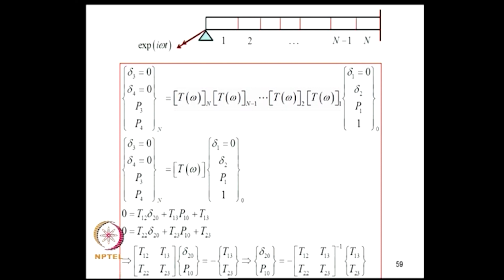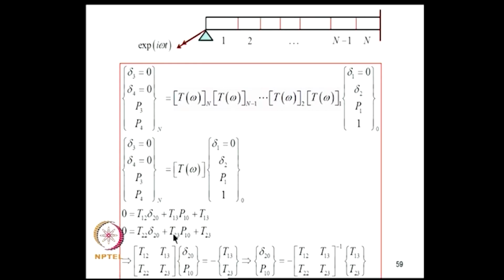So again I write the equilibrium equation in terms of transfer matrices. I get this as the equation. Delta 3 and delta 4 at x equal to L are 0, P3 and P4 are unknowns. At x equal to 0, delta 1 is 0, but delta 2 and P1 are unknowns, and there is an applied bending moment whose amplitude is 1. So that will sit here. This you have to use now to propagate the states.